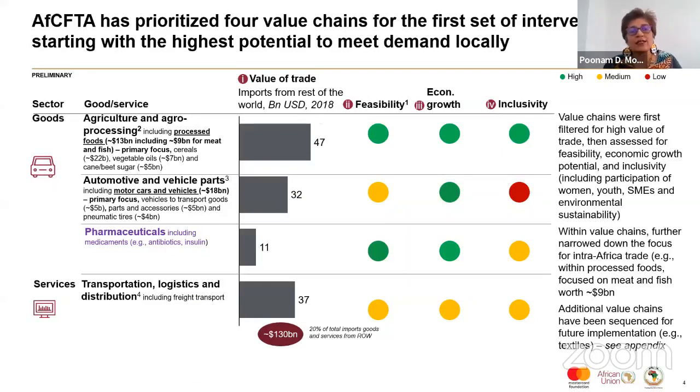We have prioritized 4 value chains in the AfCFTA. So why we are here today at this pharmaceuticals event is because pharmaceuticals, in fact, is earmarked also in the AfCFTA as a priority for the continent. You see it here on the slide. Pharmaceuticals value of trade, 11 billion USD. It's earmarked as feasibility, you see green, economic growth green. So like everybody has been saying since this morning, this is one of the priority sectors where development is possible.